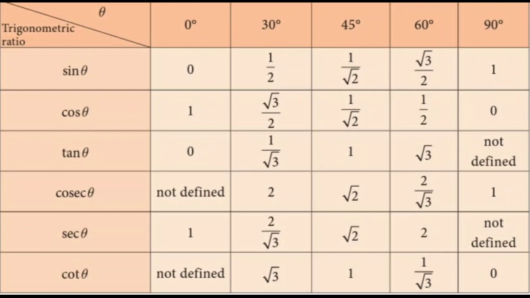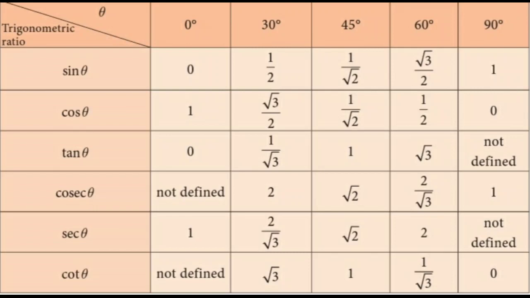Then cosecant theta, the reciprocal of sin theta. Then 1/0 is not defined. Then reciprocal of 1 by 2 is 2, that is cosecant 30 degree. Then cosecant 45 degree is equal to root 2, that is reciprocal of sin 45 degree. Then cosecant 60 degree is equal to 2 by root 3, reciprocal of sin 60 degree. And cosecant 90 degree is 1, reciprocal of sin 90 degree.